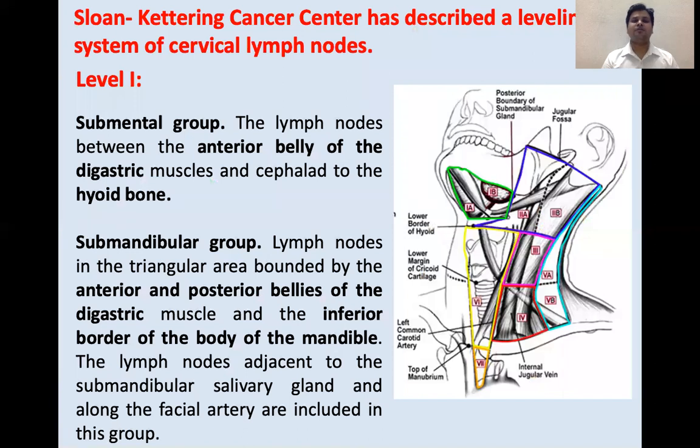Now the Sloan-Kettering cancer system has described the labeling system of cervical lymph nodes. Level 1, that is submental lymph node. The lymph nodes between the anterior belly of the digastric and the hyoid bone are called the submental group of lymph nodes or 1A. 1B is the submandibular group of lymph nodes, lying between the anterior and the posterior belly of digastric muscle and the inferior border of the body of the mandible.